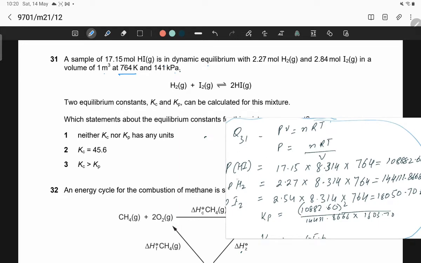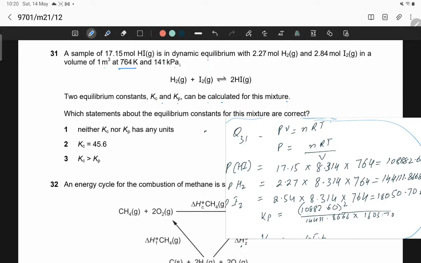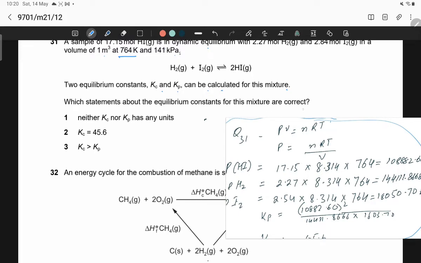For hydrogen iodide, the equilibrium constants Kc and Kp can be calculated for this mixture. Which statement about the equilibrium for this mixture is correct? Neither Kc nor Kp has any unit. This is the correct option, because Kp and Kc have no unit.